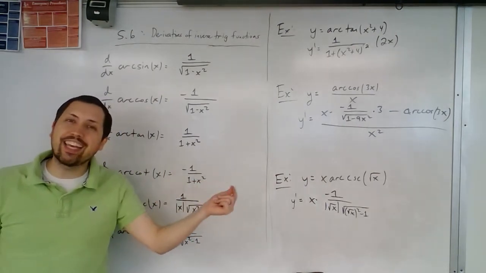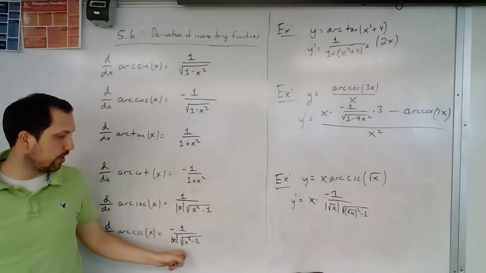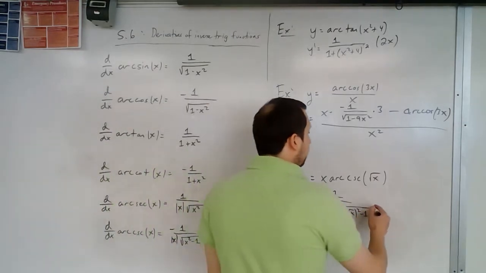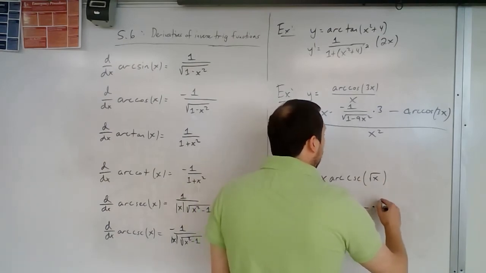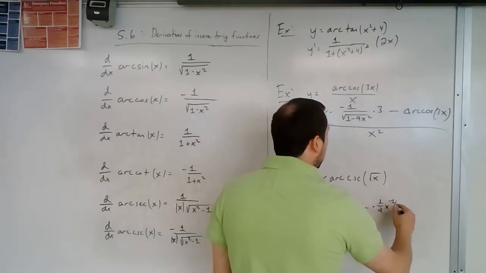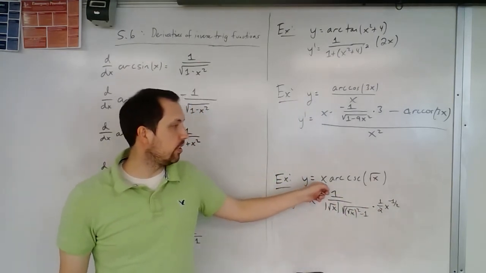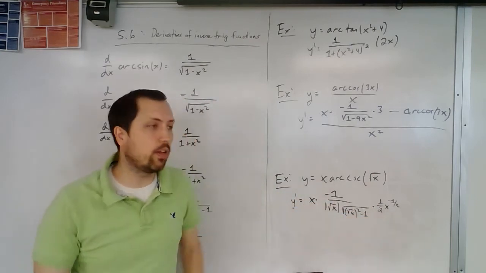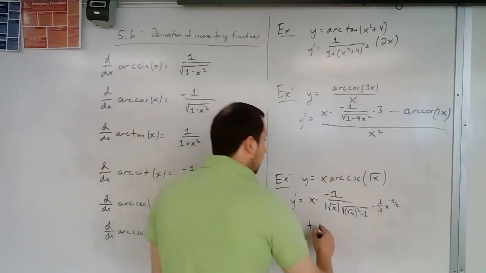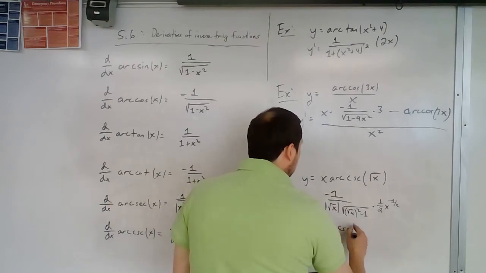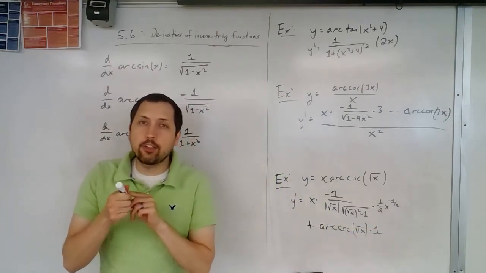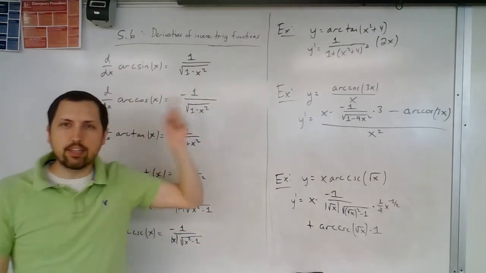I have this, but I plug in the inside, the square root of x. That goes in everywhere there's an x. But I multiply this by the derivative of the inside, the square root of x. I get 1/2 times x to the negative 1/2. So that is my first times the derivative of the second. Then to finish off the product rule, I take plus the second, which is arc cosecant of the square root of x, times 1.